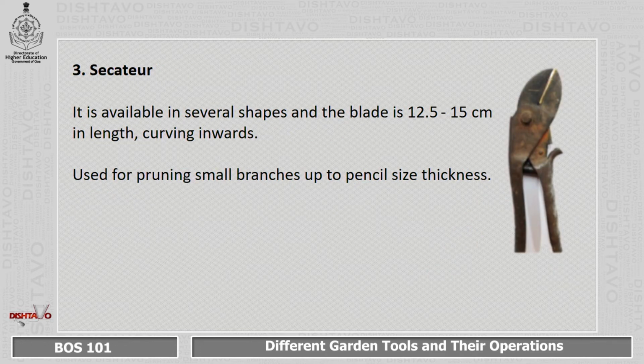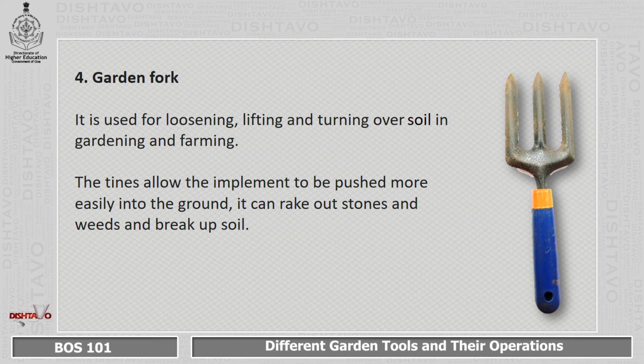Third, cicature. It is available in several shapes and the blade is 12.5 to 15 centimeters in length, curving inwards. It is used for pruning small branches up to pencil size thickness. Fourth is garden fork. It is used for loosening, lifting and turning over soil in gardening and farming. The tines allow the implement to be pushed more easily into the ground. It can rake out stones and weeds and break up soil.